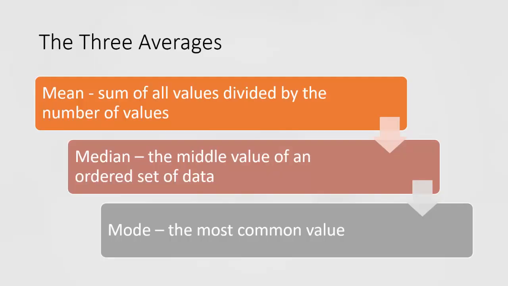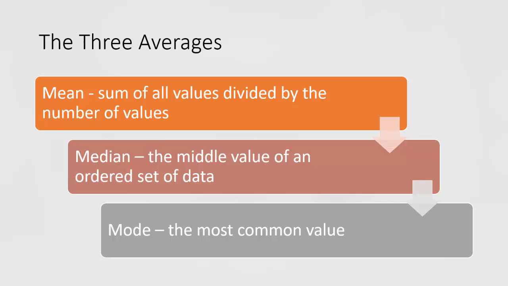So to begin with, let's talk about the three averages. The three averages are the mean, the median and the mode. So the mean is worked out by finding the sum of all values and dividing by the number of values. So you add up all of the values and divide by how many values you have.